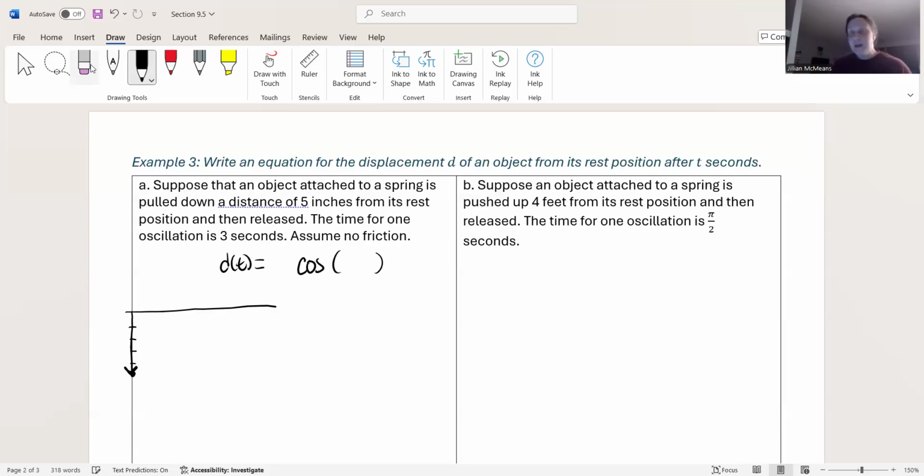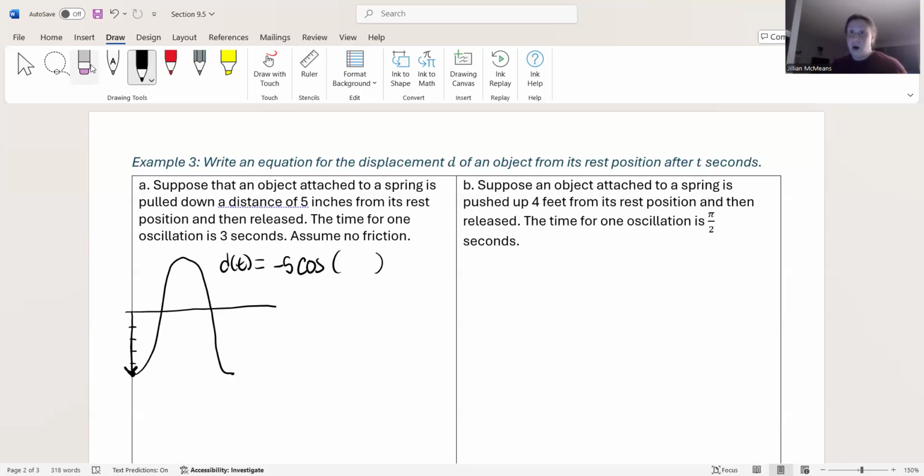Now, the amplitude. The amplitude is the maximum displacement. So if we pull this down 5 units and then let go, it's going to start at -5, go up to +5, and back down. So the maximum displacement here is 5 units. But since we're starting down, we need to put a -5 in front of cosine.